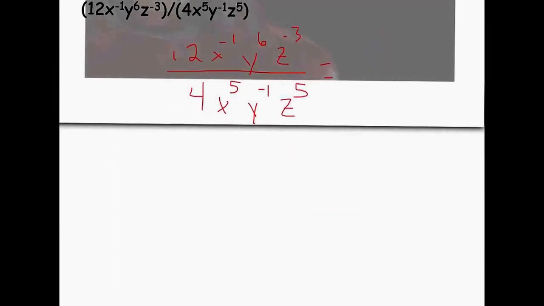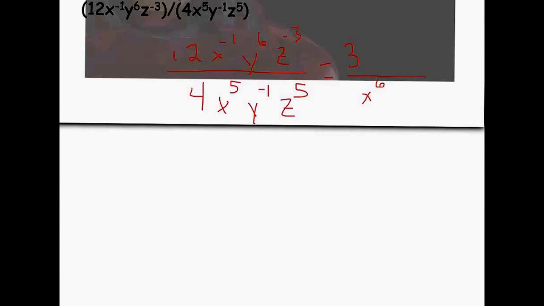Alright, let's walk through this final problem. I tried to make some room so we could see it. Let's start with the easy part. Remember, this is division. So we have 12 divided by 4 is simply 3. Okay, that's the first part. Now look at the x's. We see the bigger numbers in the denominator, so we know x is going to be in the denominator. -1 minus 5 is -6. -6 is like a warp zone. Moves down. So we have x to the 6 in the bottom.